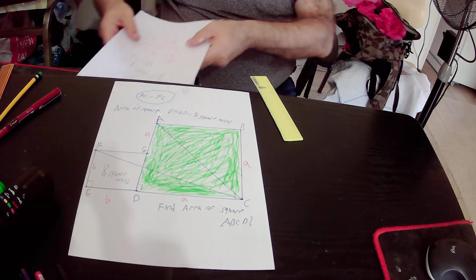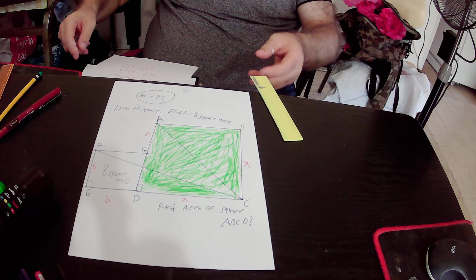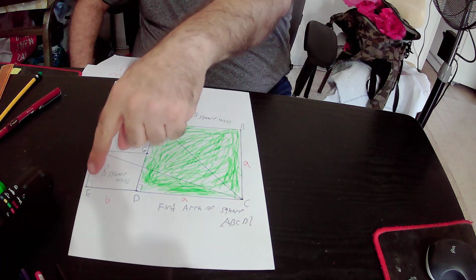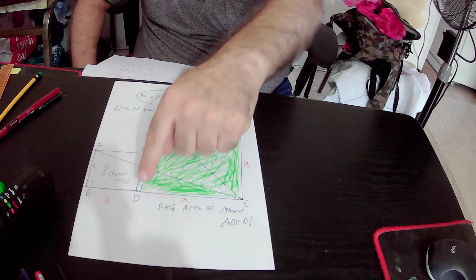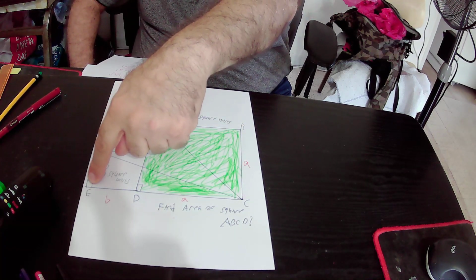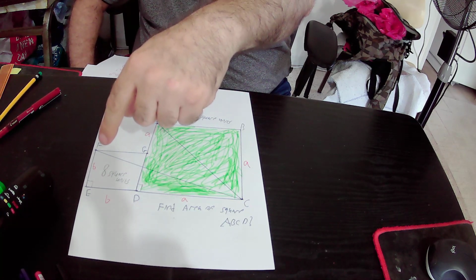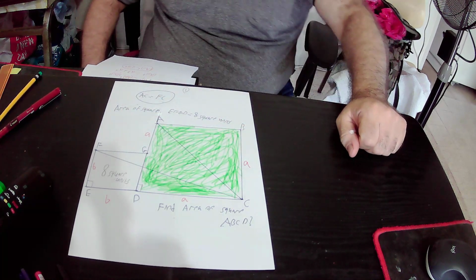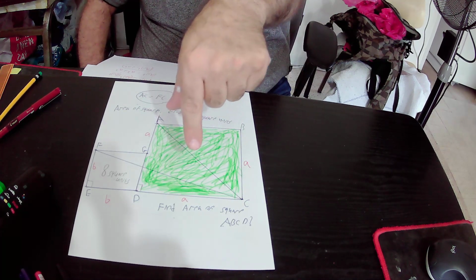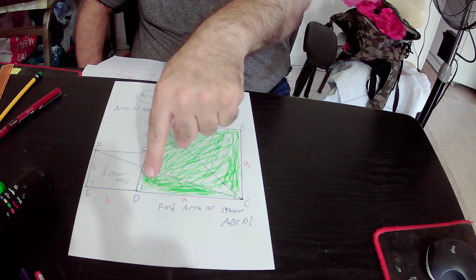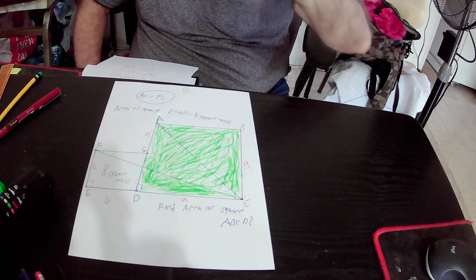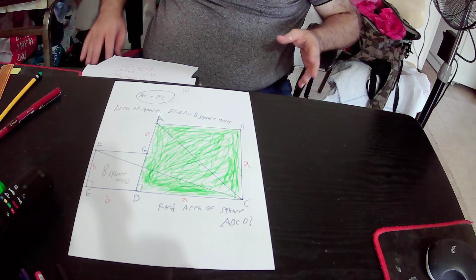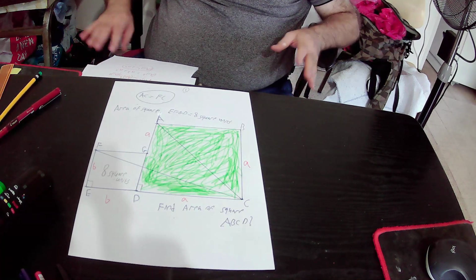We know that all the inside angles of a square are right angles. So this is a right angle, and this is also a right angle. Because of this, triangle FEC is a right triangle. And also the green triangle, triangle ADC, is also a right triangle because it has one angle that equals 90 degrees. So whenever you have a right triangle, you can implement the Pythagorean theorem in that triangle.